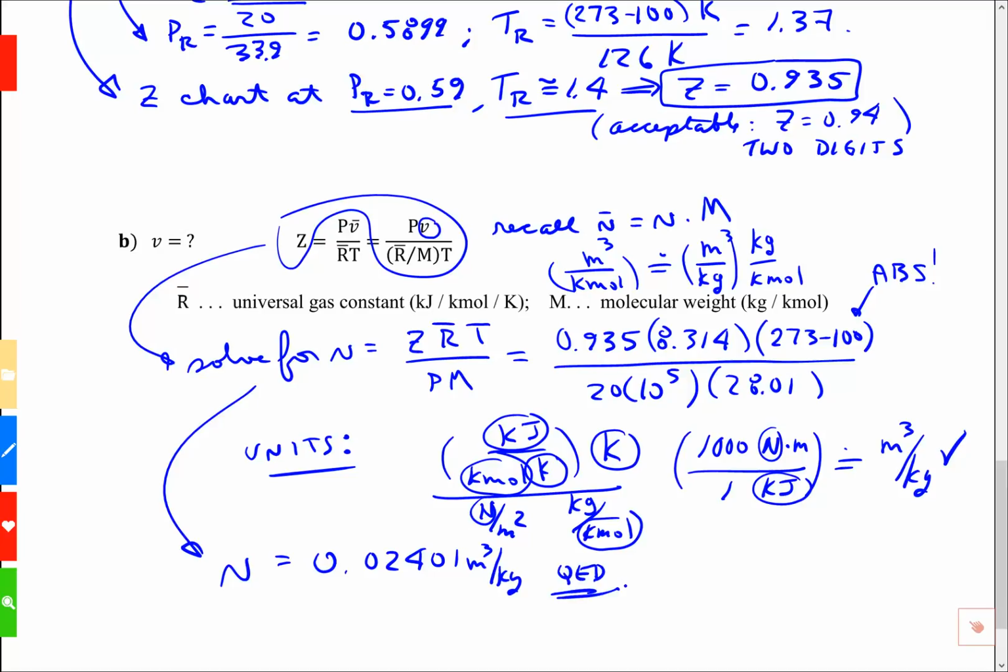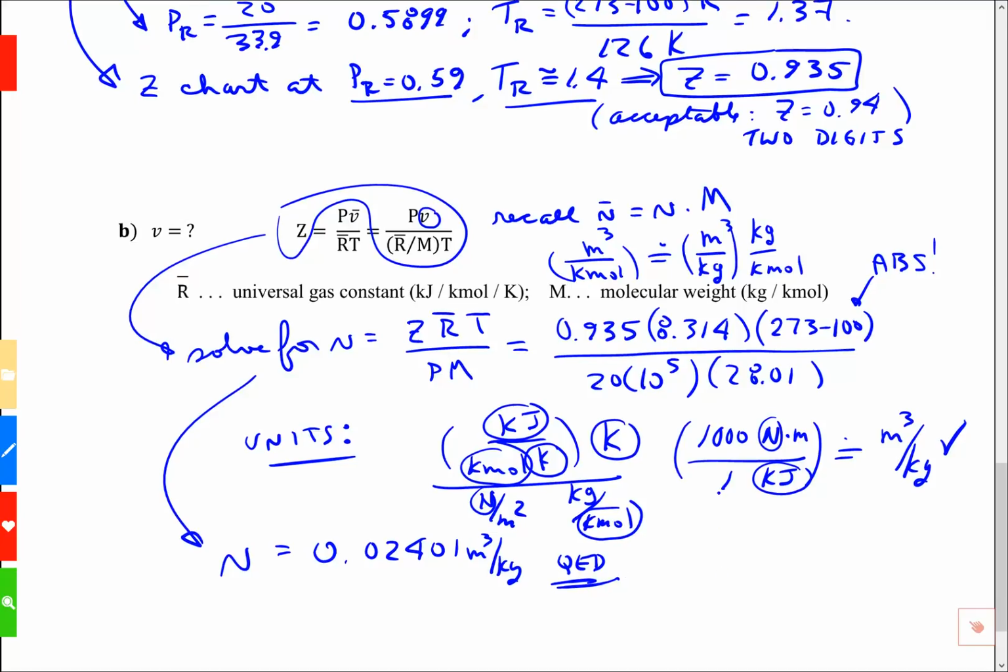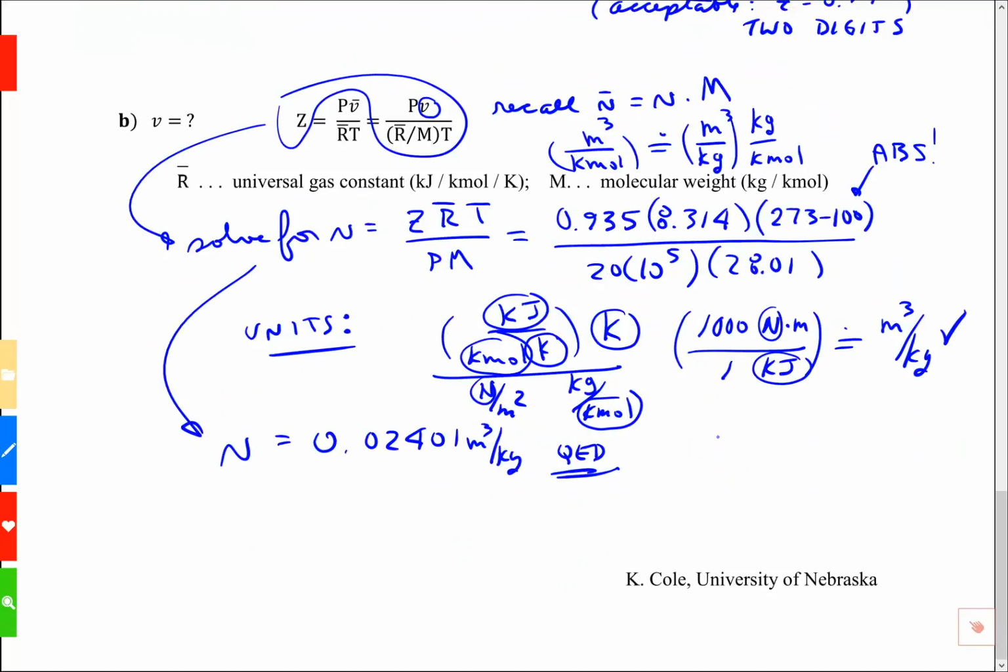All right. Suppose instead of using the compressibility factor, we had used the ideal gas law. What would have been the error? The ideal gas law would have been 1 equal P V bar over R bar T. That is to say, Z equals 1.